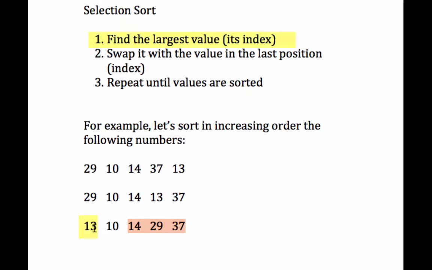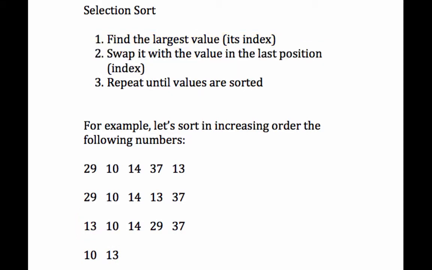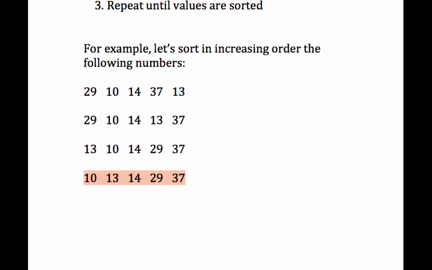So for the last 2, we're going to find the largest number, which is 13, and it is out of position, so we're going to swap it with the one in the last position, which happens to be 10. And that gives us 10 and 13, which we just swapped, and then 14, 29, and 37 from the previous iterations. And at this point, as you can see, we have the numbers sorted in increasing order. So that's selection sort, a very simple process.